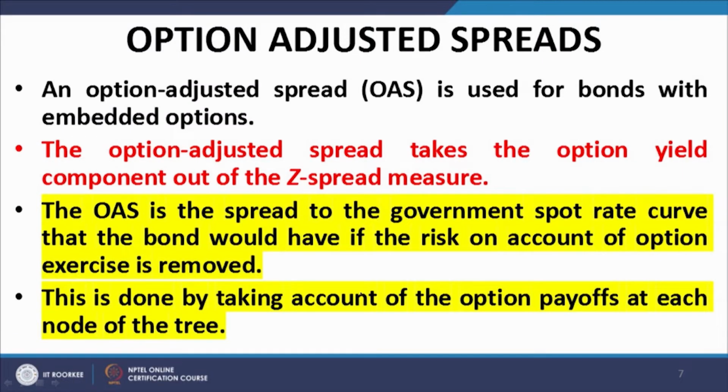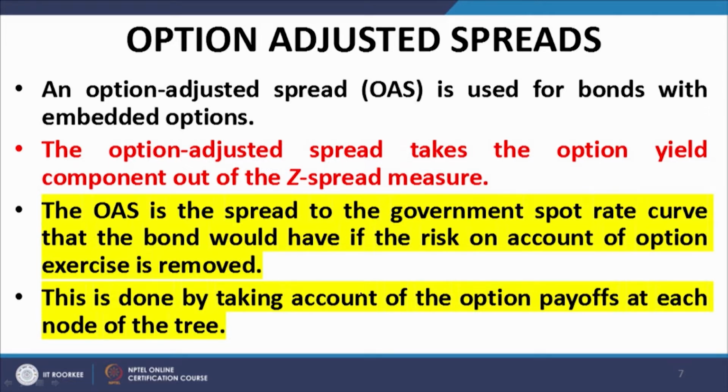Now, we talk about the option adjusted spread. An option adjusted spread, OAS, which is the abbreviation I shall be using, is used for bonds with embedded options. The option adjusted spread takes the option yield component out of the Z spread measure. How it happens, I shall be discussing in this sequel.